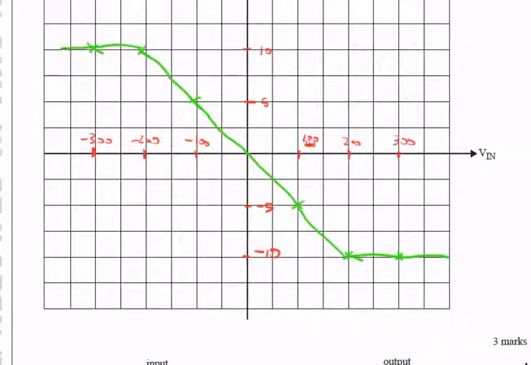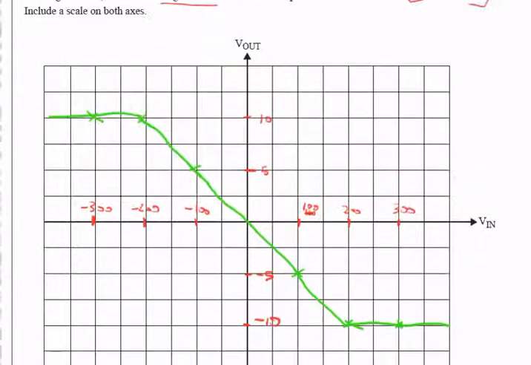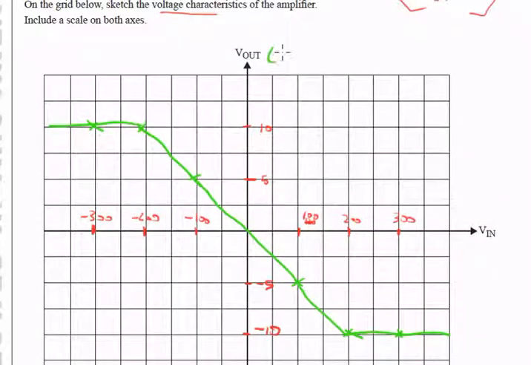The last thing we have to do now is make sure we put our units on here. The units for this one is volts. I like putting my units in brackets so you can clearly see there's a label. The units are in brackets, and the units on this one is millivolts.